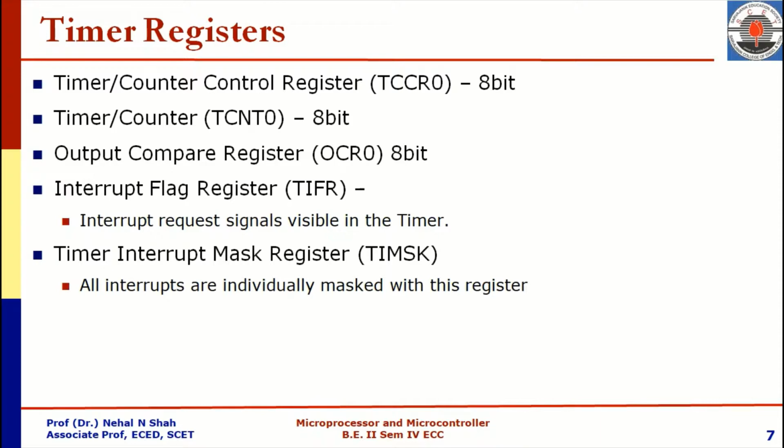Five different registers are associated with timers in the ATmega32 microcontroller. Out of these 5 registers, 3 registers are associated with each and every timer. That means with all 3 timers, these 3 different registers are there. The first register is the timer counter control register, called TCCR0, which is an 8-bit register based on which timer modes and clock select signals are decided.